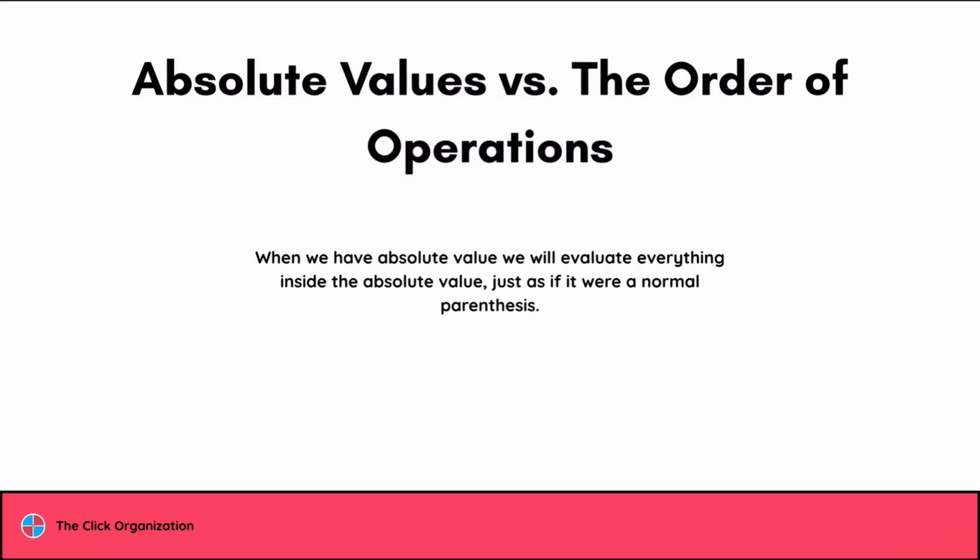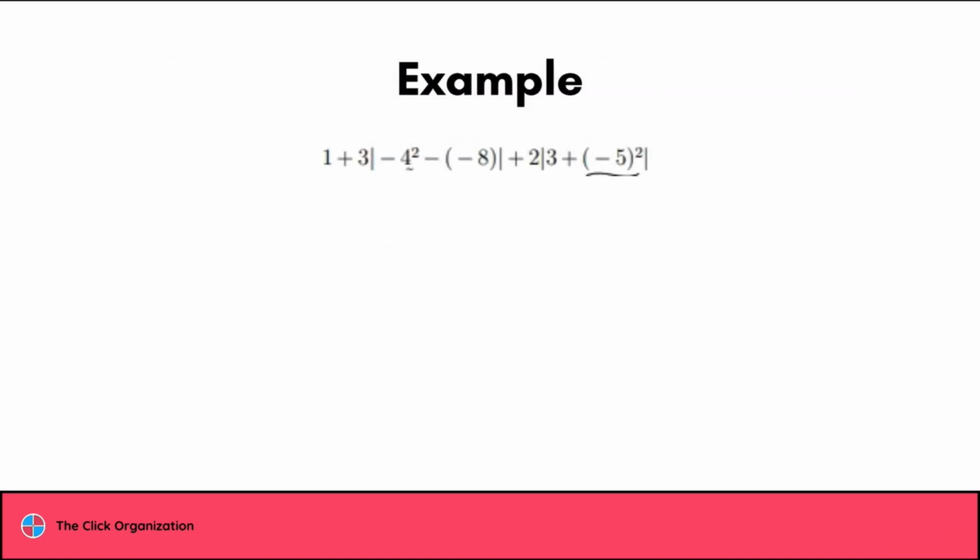When we have absolute value in our operation, we will evaluate everything inside the absolute value just as if it were a normal parentheses. So we will consider the absolute value as a parentheses. You know why? Because the numbers in absolute values don't have any symbol, no plus nor minus, so that is why we can consider them as a normal parentheses. Let's have an example about this.